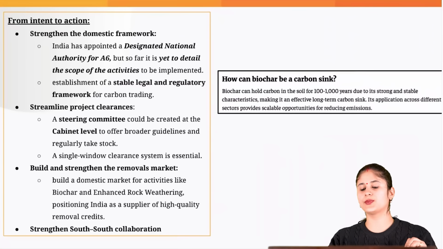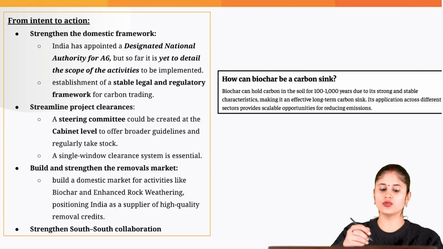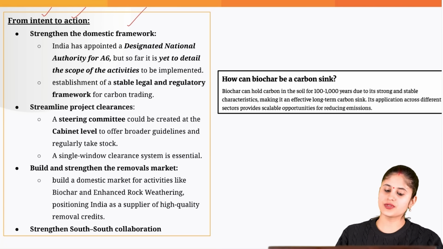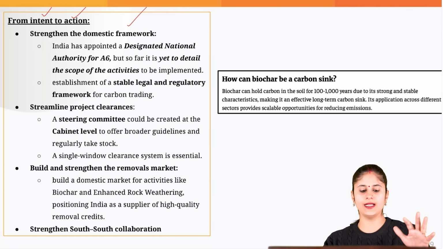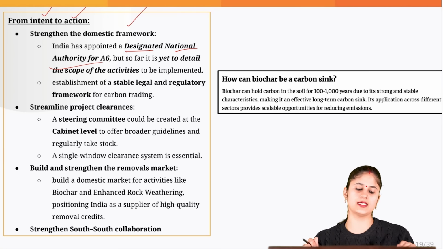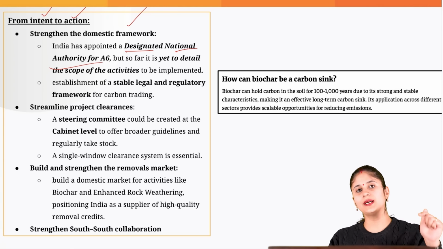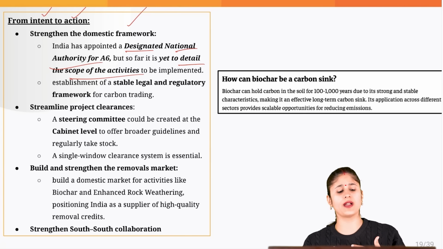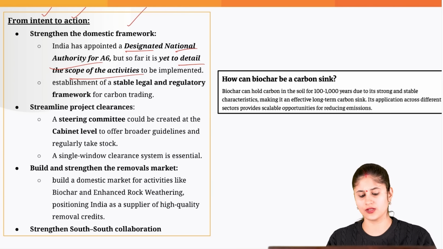Now the article is pointing out that India needs to move from intent to action. And how do you do that? First of all, you need to strengthen the domestic framework. Already India has appointed a designated national authority to give effect to this Article 6. But the problem is the government has not yet listed down the details with respect to the scope of activities to be performed by this particular authority.